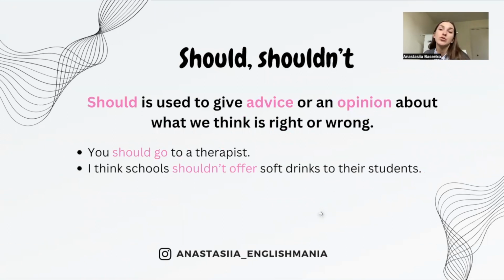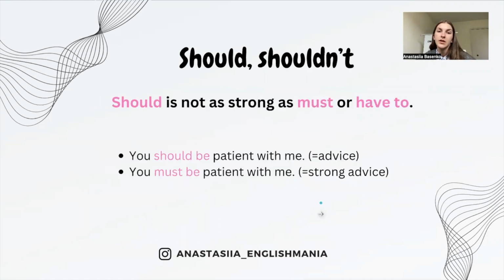As for should and shouldn't, we use should to give advice or an opinion about what we think is right or wrong. You should go to a therapist. I think schools shouldn't offer soft drinks to their students. And if we're talking about advice, should is not as strong as must or have to. Like, you should be patient with me. That's just the regular advice. But you must be patient with me. It's the strong advice.